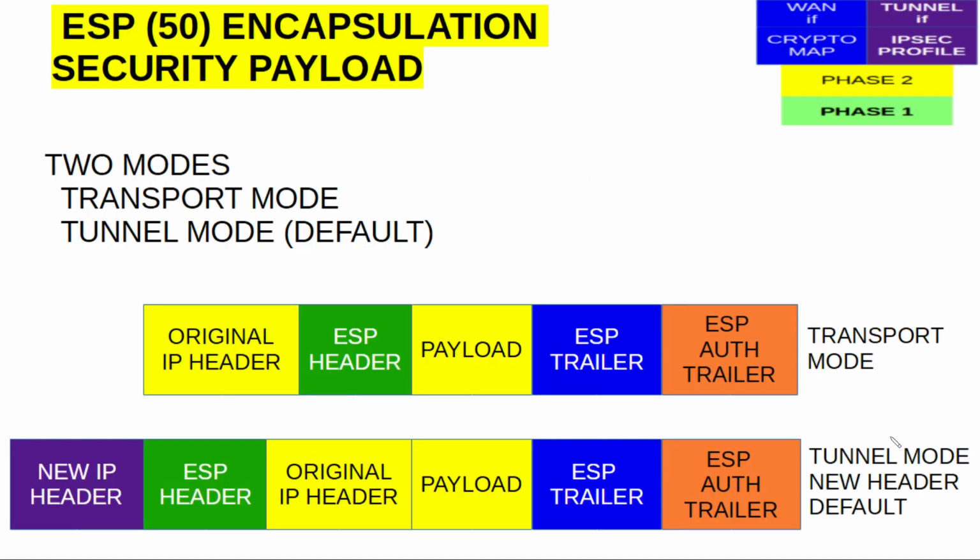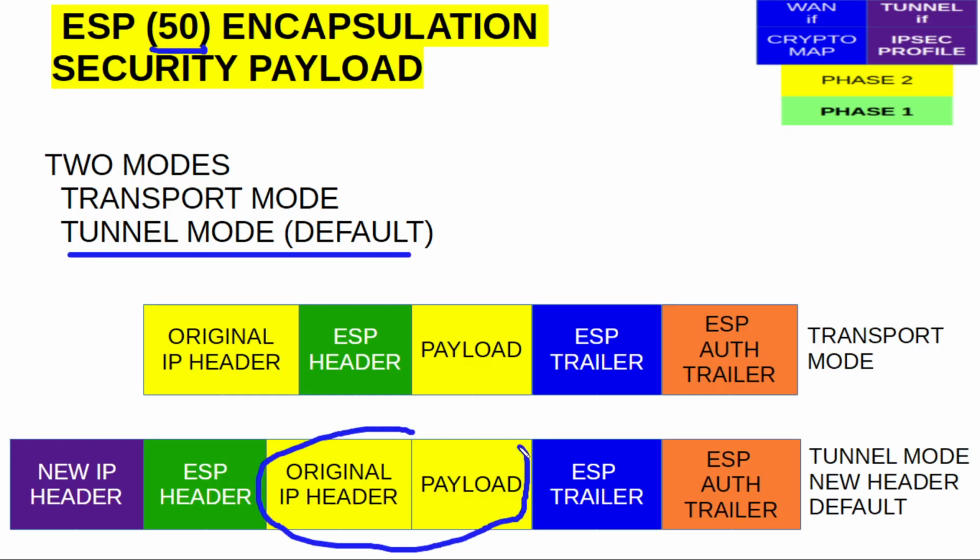Now let's compare that with ESP, or Encapsulating Security Payload. It uses protocol number 50. We can use it in transport mode or tunnel mode. Tunnel mode is the default, so we are going to use our original packet, and we are going to add a new IP header plus the ESP header plus the ESP trailer.